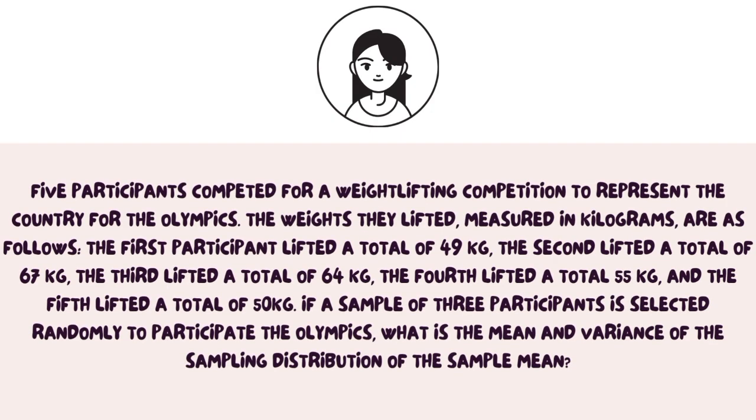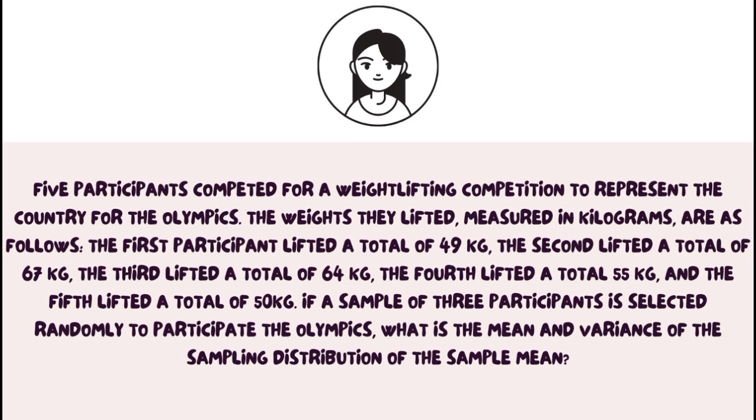To begin, let us first identify the elements of our population. Five participants competed in a weightlifting competition to represent the country in the Olympics. The weights they lifted are measured in kilograms. The first participant lifted a total of 49 kilograms. The second lifted a total of 67 kilograms. The third lifted a total of 64 kilograms. The fourth lifted a total of 55 kilograms. And the fifth lifted a total of 50 kilograms.